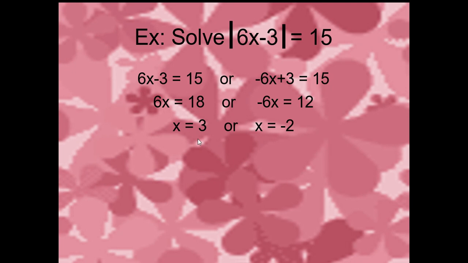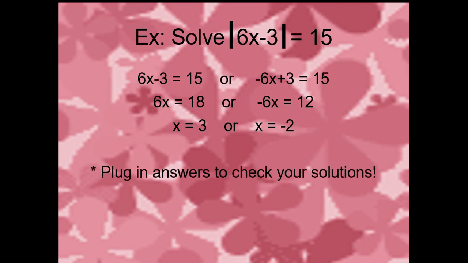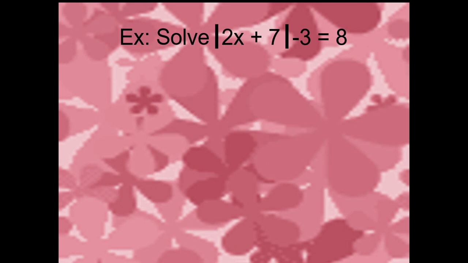Let's check our work. If you replace x by 3 here, 6 times 3 is 18, minus 3 is 15. So it's right. If you replace x by minus 2, let's see: 6 times minus 2 is minus 12, minus 12 minus 3 is minus 15. The absolute value of minus 15 is 15. Okay, like this you can check your work. I did it already. Another one here.